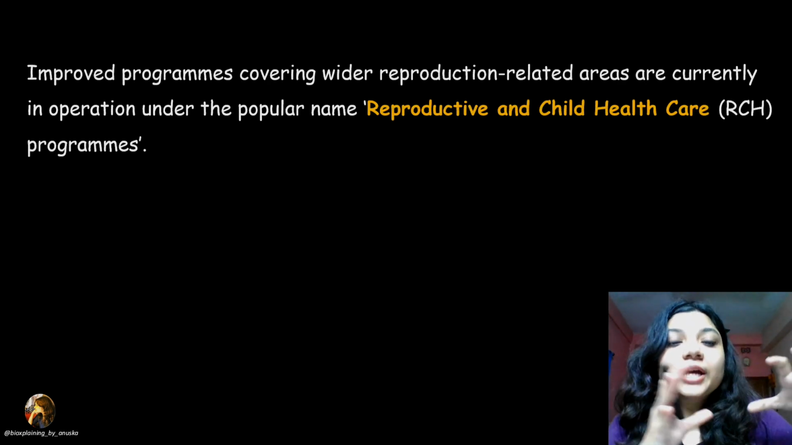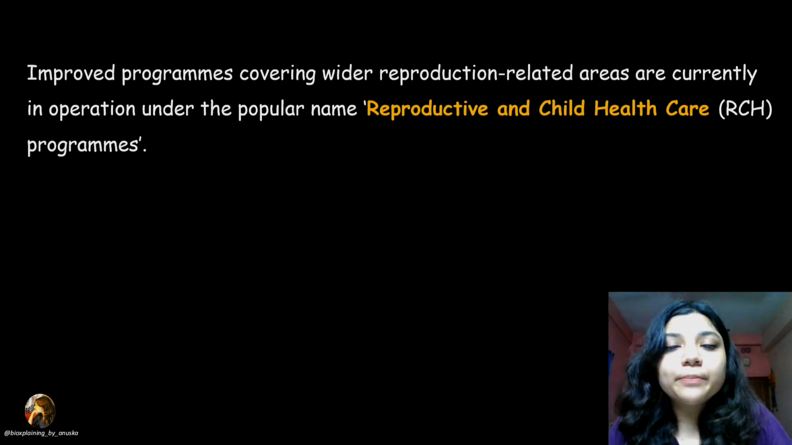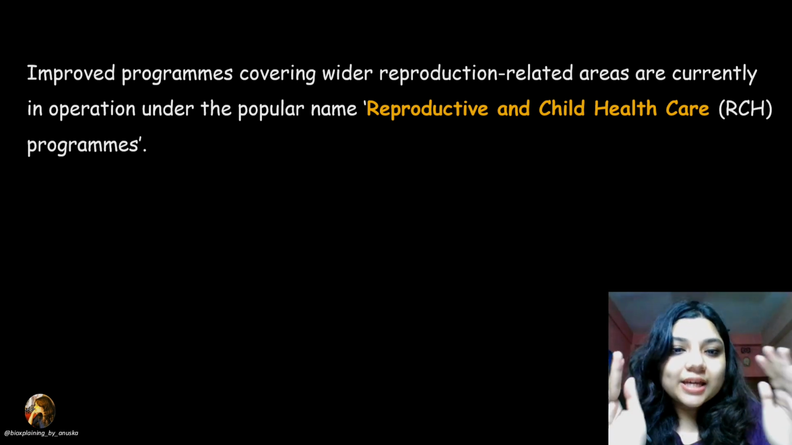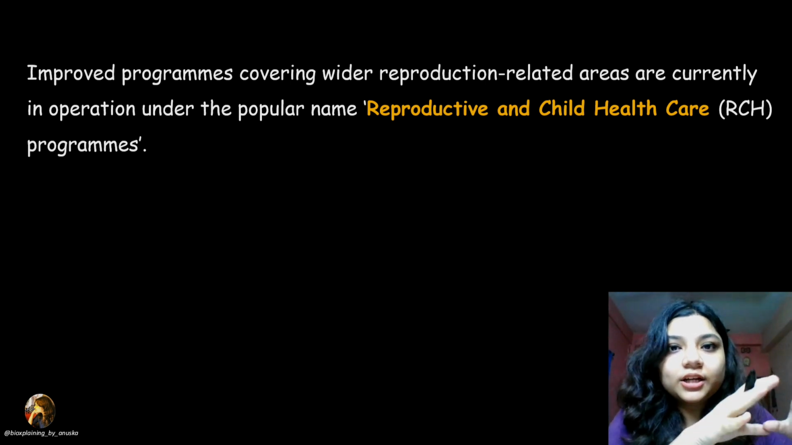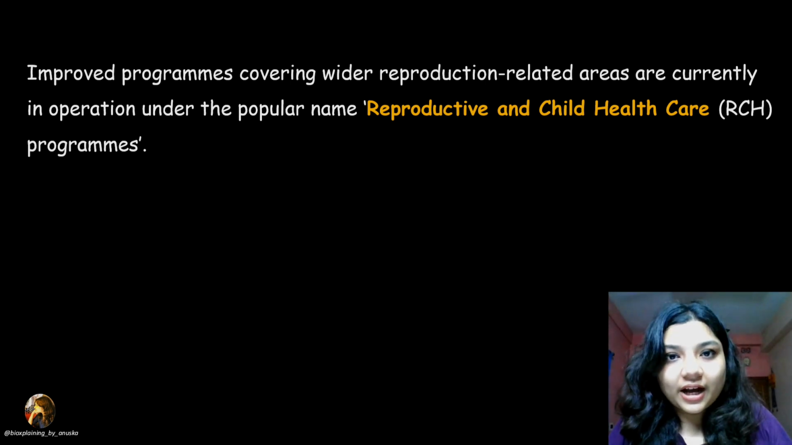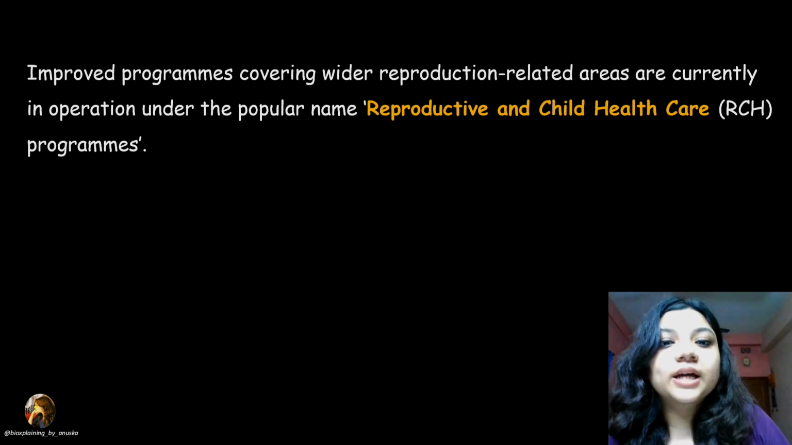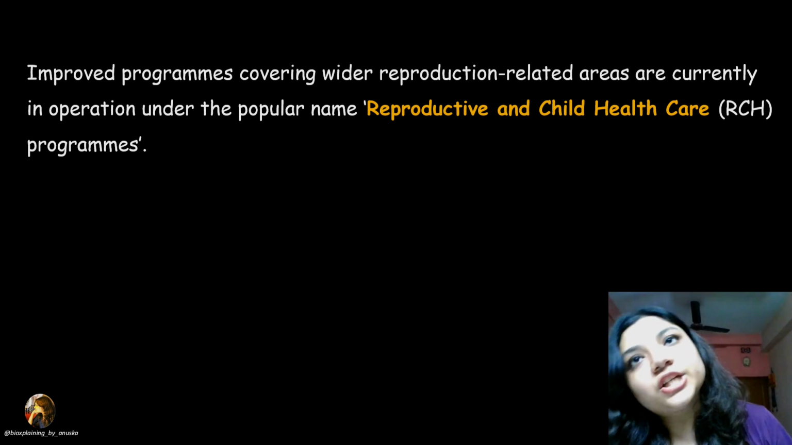Well, so what did we see so far? That time to time these plans and programs were revised. So these improved programs are covering wider reproduction related areas. Earlier they covered fewer points, right now they cater to a lot more areas. And now by what name are they known? These are working under the name RCH programs.